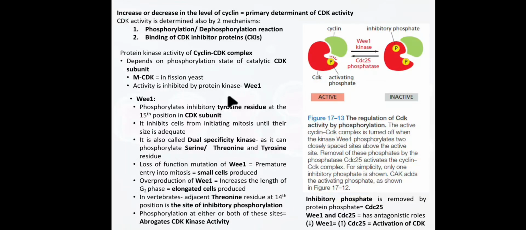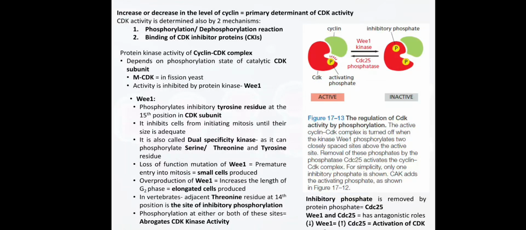So it phosphorylates an inhibitory tyrosine residue, and it makes the cyclin CDK complex inactive for a while. Why is it doing this? It is checking the premature entry into mitosis, which would result in a small cell, making that impossible. So it makes sure the cell attains an adequate size for cell division or mitosis. The opposite of V1 is CDC25. It is a protein phosphatase which removes the inhibitory phosphate, and acts as an antagonist. So V1 and CDC25 have antagonistic roles.